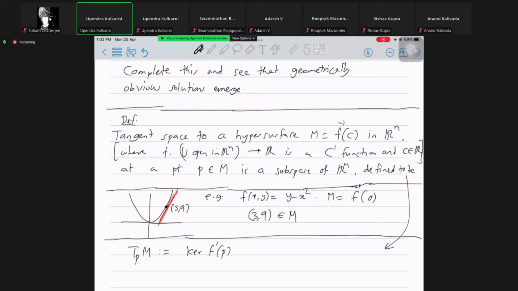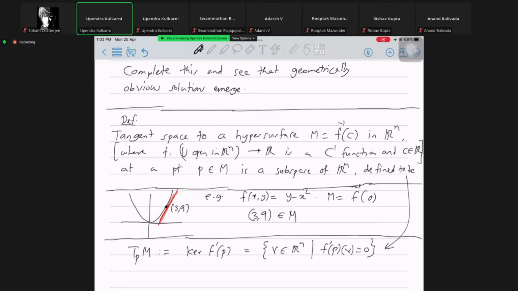Okay, so now let's just get our bearings to see that this is not an unreasonable definition. It is not going to correspond to that red line that we drew, but it is going to correspond to something pretty close to it. So what does this mean? This simply means all of those vectors v in R^n such that F prime of P evaluated on v is equal to 0.